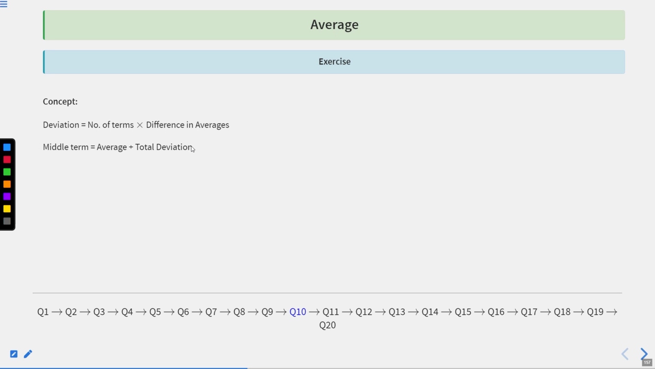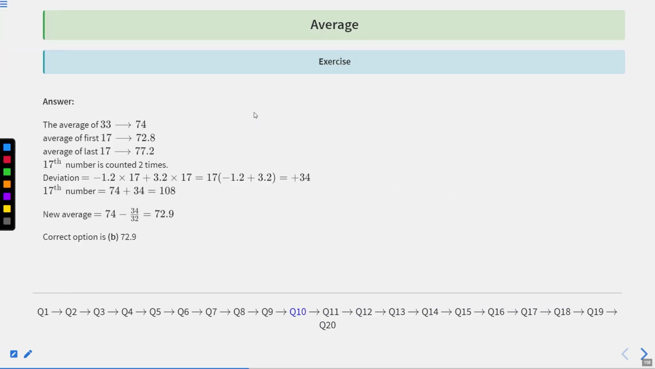The concept that will be useful here is: deviation equals number of terms times difference in averages, and the middle term equals average plus total deviation. So these are the two important formulas that will be useful while solving this question.